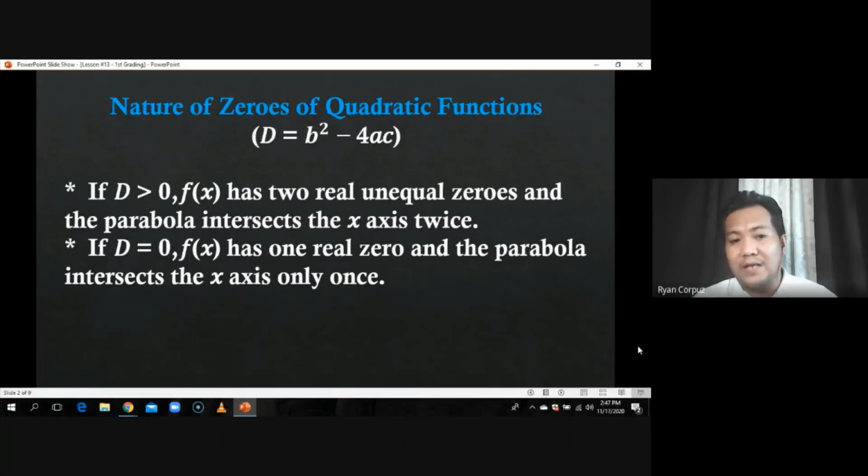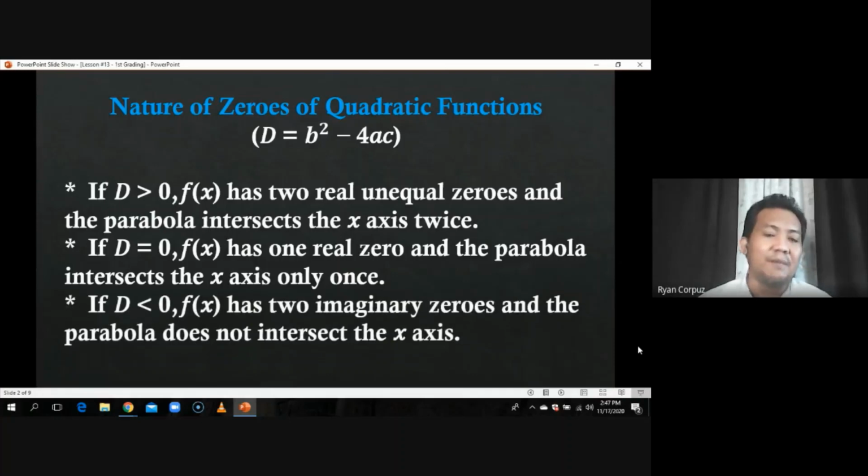You can find that out easily if you find the nature of it by getting the discriminant. If you find that the discriminant is equal to 0, then it has one real zero. And when you graph it on a Cartesian plane, the parabola intersects the x-axis only once. So once lang siya. It's either dun lang nakapoint sa x-axis or sa kabila, basta isang beses lang siya mag-intersect on the x-axis.